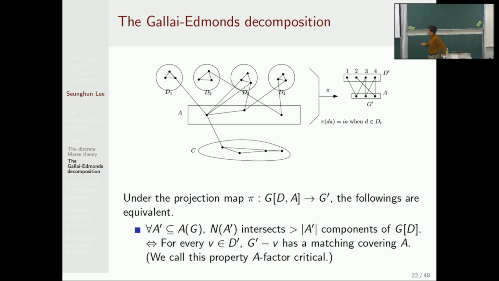Now, under this projection map, the following are equivalent by a Hall condition. This Hall condition implies that for every V in D prime, in this bipartite graph, G prime minus V has a perfect matching covering A. And we call this property vector critical. And this concept will appear later on.